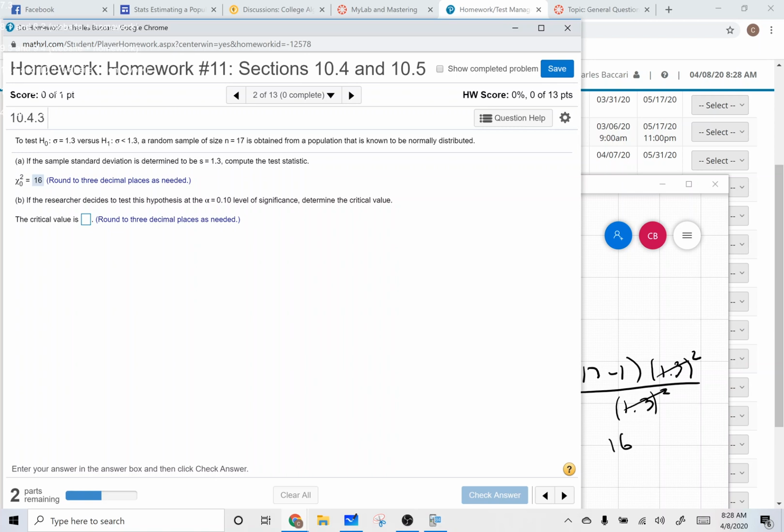Okay, now it says if the researcher wants to test the hypothesis with significance, determine the critical value. This is a right-tailed test. Actually, no, this is left-tailed, right? Because this is less than. So we're going to do 1 minus that. That's 0.9. And then we want 16 degrees of freedom.